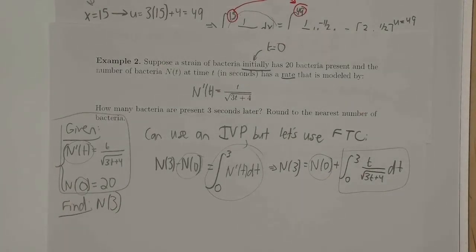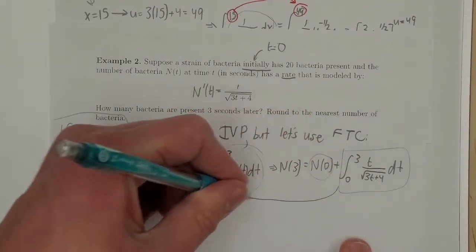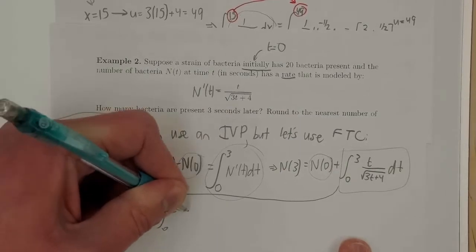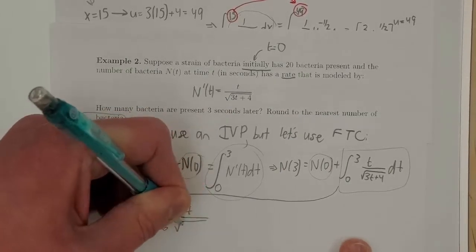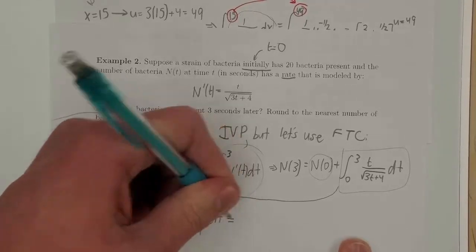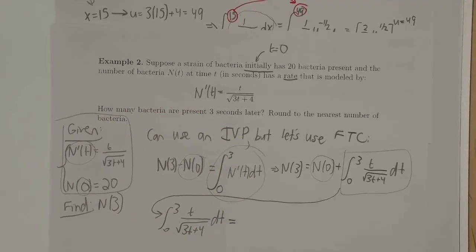So let's go ahead and do that. Let's solve for this integral and see what we get: the integral going from 0 to 3 of t over the square root of 3t plus 4 dt. So, based on what's going on here, what do you think would be a good u-substitution?